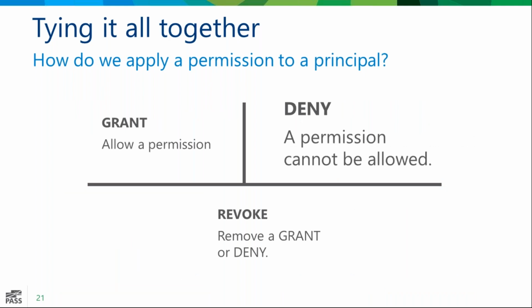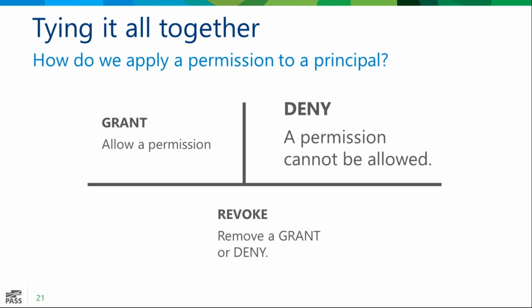All right, so how do we tie all this together? How do we grant these permissions? Well, we use grant, and grant applies a positive permission. It says you can do this. You can select from the table. You can execute this stored procedure. Deny is the opposite, and it also applies a permission. It applies a negative permission. It says you cannot do this. You cannot select. You cannot execute. But it does apply a permission.